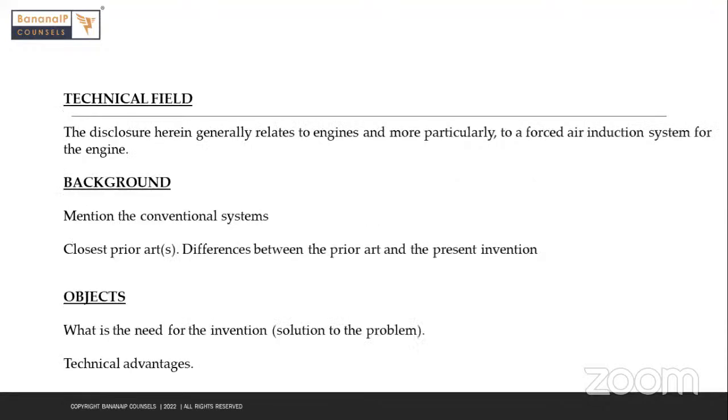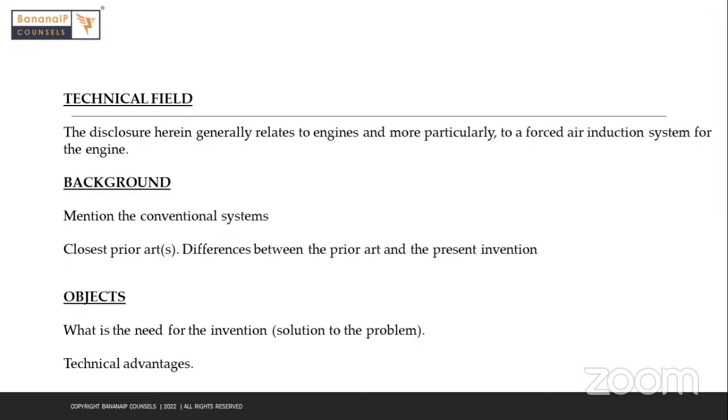So next is the technical field. Technical field is related to the technological domain to which the invention belongs. Let's take an example. The disclosure herein generally relates to engines and more particularly to a forced air induction system for the engine. Here, engine denotes the broader technical field, while forced air induction system denotes the specific technical field.